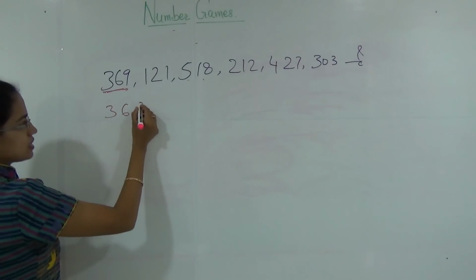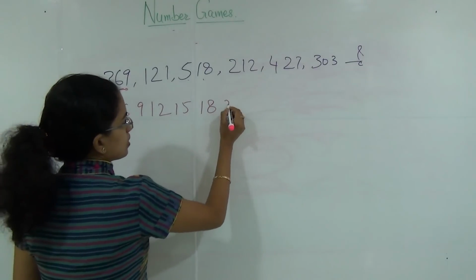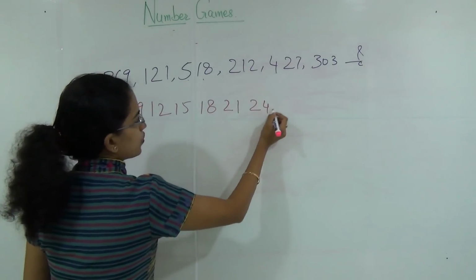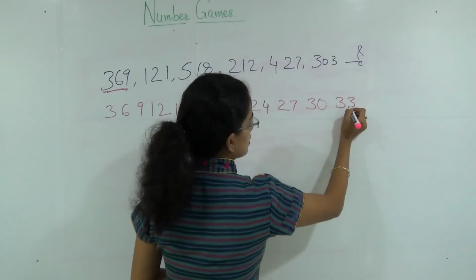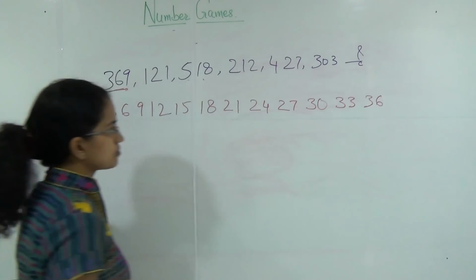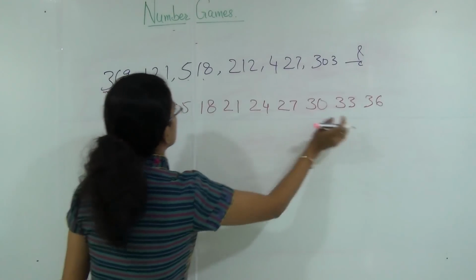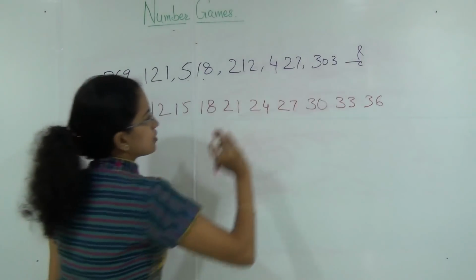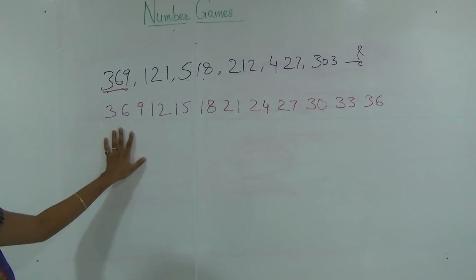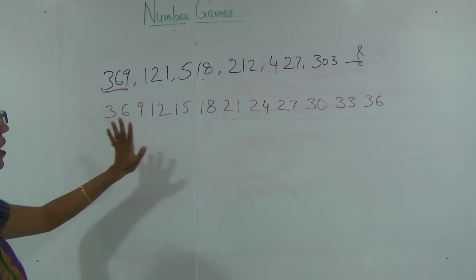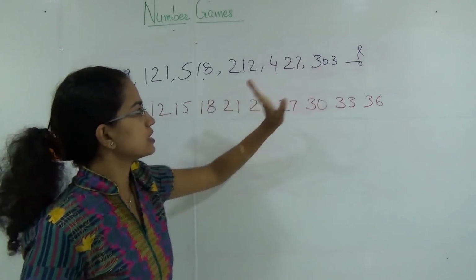So it's 3, 6, 9, 12, 15, 18, 21, 24, 27, 30, 33, 36. Let me stop there. Now, what I have written here and what is written here, can you find any relationship here? Here I have already written a table of 3. Now what I am doing here is, I will just put the commas that are given in the question.